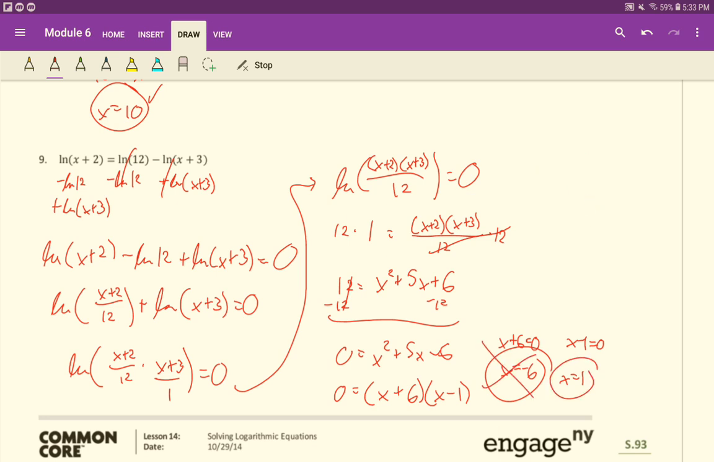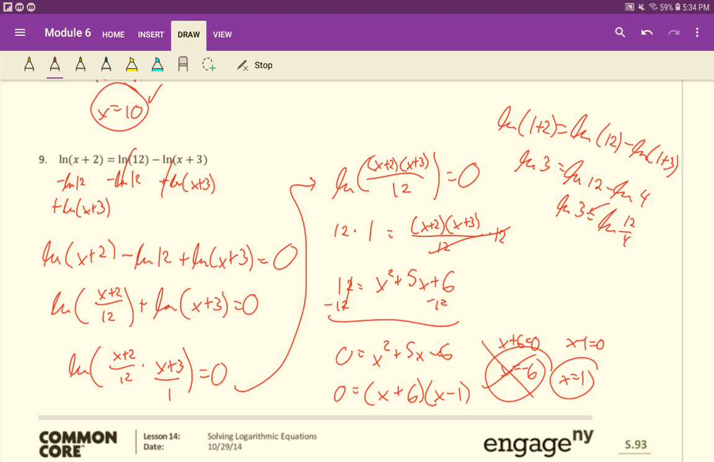Does 1 work? Well, if we plug 1 in, you can see that we won't get any negatives from either of these situations. But let's go ahead and just check it out anyway. ln of 1 plus 2 equals the natural log of 12 minus the natural log of 1 plus 3. Okay, natural log of 1 plus 2 is natural log of 3. And natural log of 12, so minus natural log of 4. Again, subtraction becomes division. So we'll have natural log of 3 equals natural log of 12 over 4, which is exactly 3. So that works. This one works.